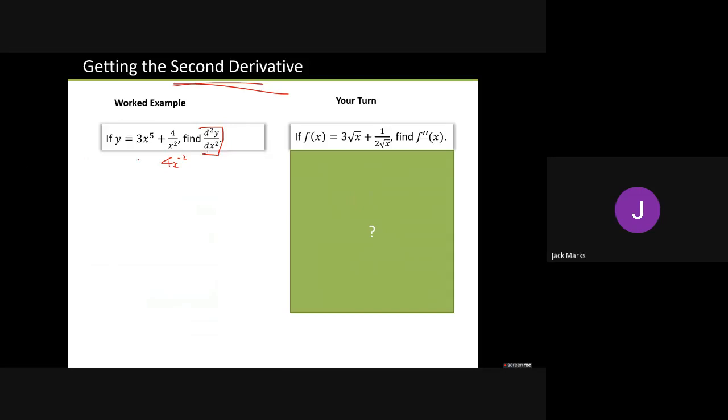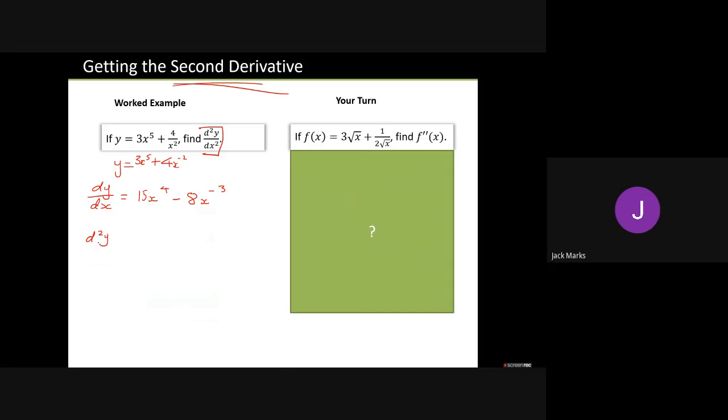We're finding the second derivative. So the first derivative, if we differentiate that, you will get 15x to the 4. And what's that going to be? That's going to be -8x to the -3.